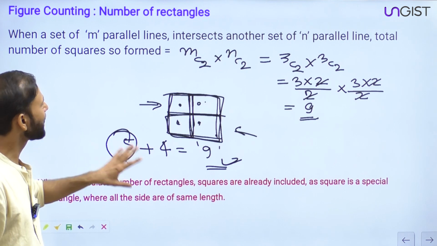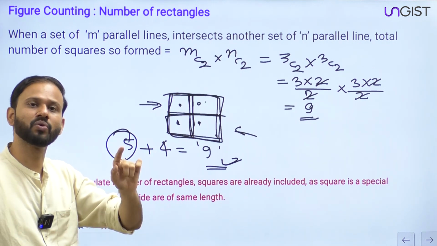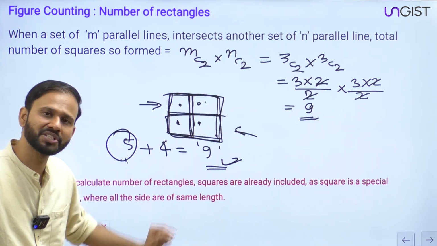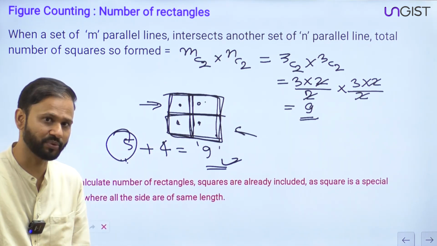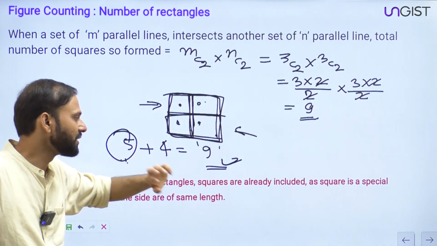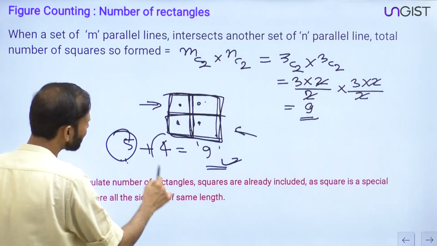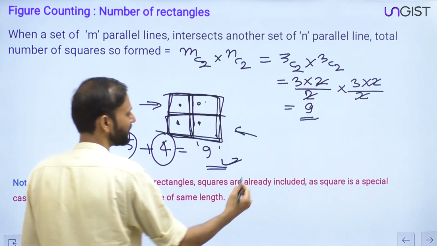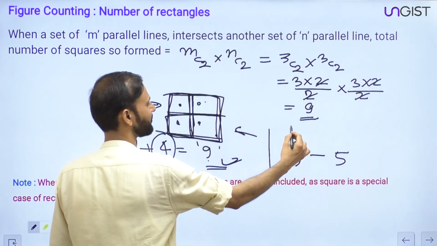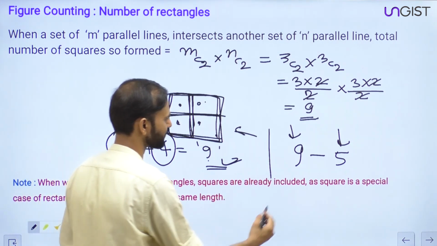So guys, suppose a question comes: how many total rectangles are there in this figure which are not square? Then what will be the answer? The answer will be 4, right? And from where are you getting 4? It is total 9 minus total squares. So 3C2 into 3C2 minus sigma 2 square. The answer is 4.